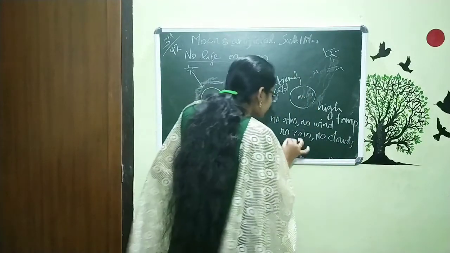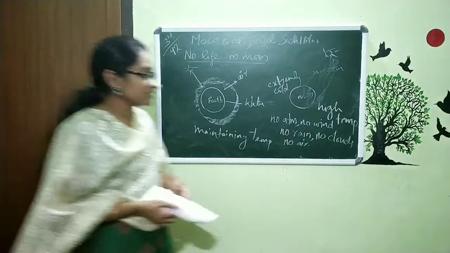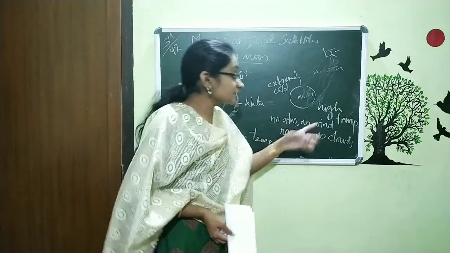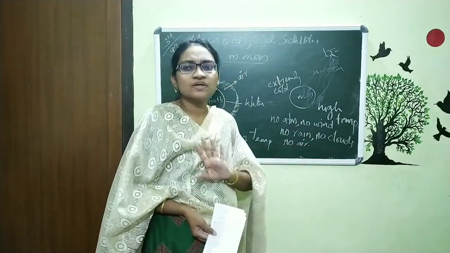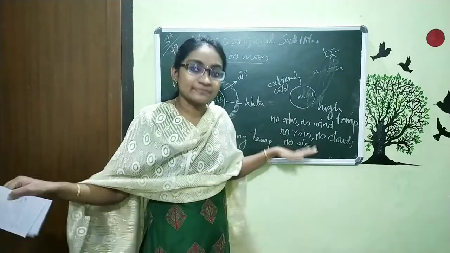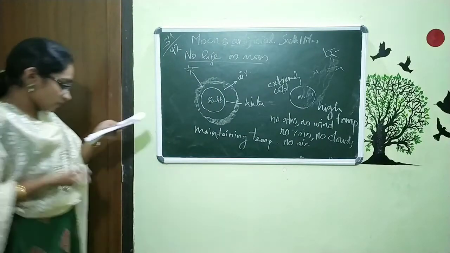And also no air is there. So actually for the moon there is nothing. No moon is there, no atmosphere is there. No wind is there, no rain is there. No clouds are there and no air is there. So totally we can say this moon is completely blank. So this is about the moon and about the earth.